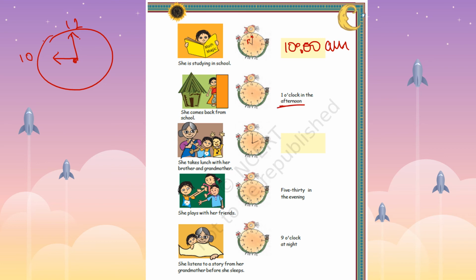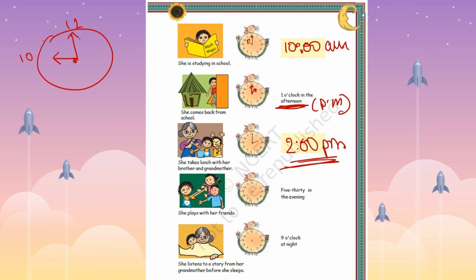At 1 o'clock in the afternoon. Now it is p.m., right? After 12 in the afternoon, it is all p.m. She comes back from school. So 1 o'clock. How do we do it? Hour hand at 1 and minute hand at 12, right? What time is this? She takes lunch with her brother and grandmother. Hour hand at 2 and minute hand at 12. So that is 2 p.m. or 2 o'clock in the afternoon.